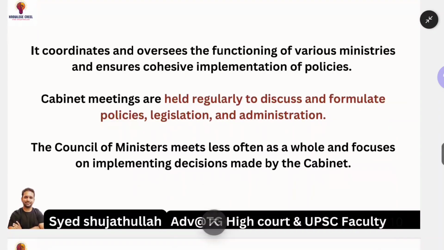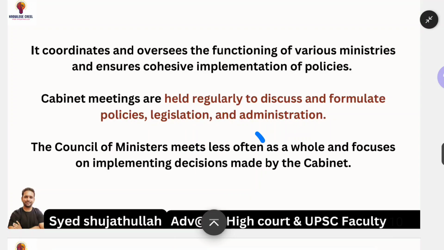The Council of Ministers meets less often as a whole and focuses on implementing decisions made by the cabinet. So there won't be 72 ministers attending a meeting. That won't be the situation all the time. Sometimes the Council of Ministers do attend cabinet meetings on invitation, because if something is related to their ministry, the cabinet minister may call any of the ministers of state or ministers of independent charge to come and have a discussion on it. That is also possible. The Council of Ministers as a whole generally doesn't meet; they often work on the directions given by the cabinet. That is all about it.